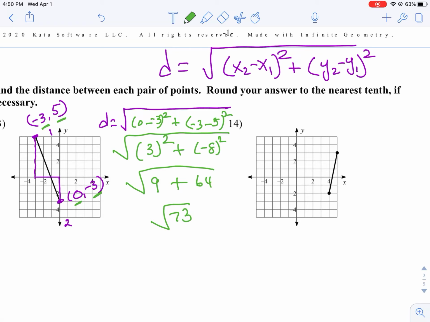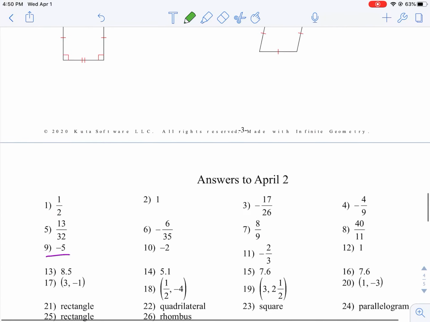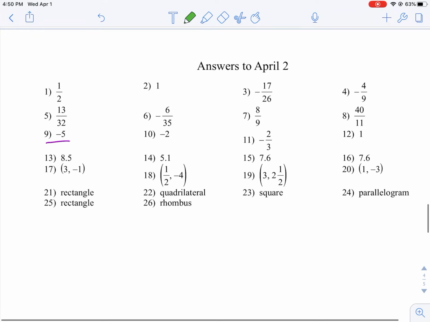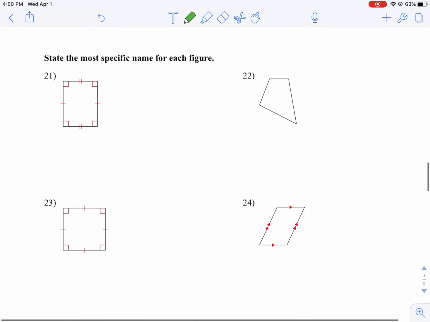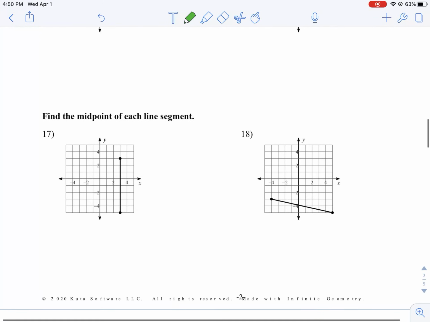And now we definitely need our calculator here. So I'm going to take the square root of 73. And I'm going to get 8.4. Oh, wrong. 8.5. 5, 4, 4, 0. We want to round to the nearest tenth. So here's the tenth place. Check to the right. Is that 5 or above? Nope. So we keep this all the same. 8.5. And so that's number 13. Come on down. And number 13, 8.5. Pretty simple. Okay, so we're going to have some of those, just distance formula.